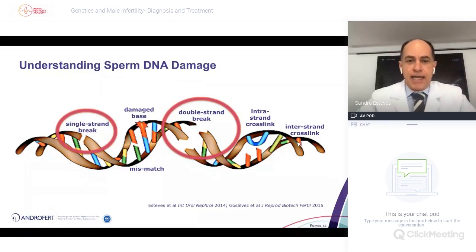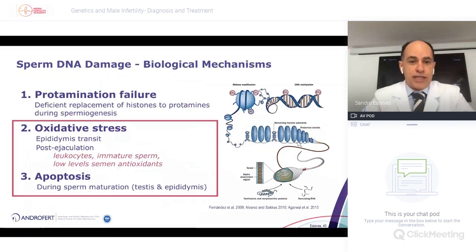In terms of the conditions affecting the sperm DNA, oxidative stress is the most important one. It has been shown that during epididymis transit and post-ejaculation, the DNA gets affected by these breaks, and the DNA fragmentation will most often result from oxidative stress during sperm transit and post-ejaculation. So oxidative stress, think about that.